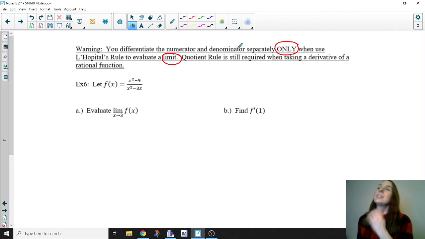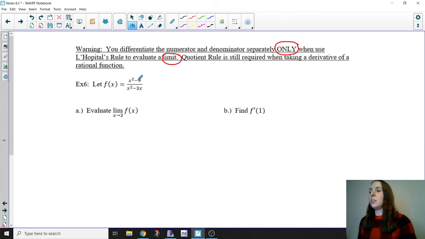Sometimes I have students think, so we don't have to do quotient rule anymore, right? No, that's still a thing. That's a thing that you do when you're taking the derivative of a rational function. L'Hopital's rule, which is derivative over derivative, is a thing that you do when evaluating a limit of an indeterminate form where it works. All right, so let's try to make that distinction here in example 6.